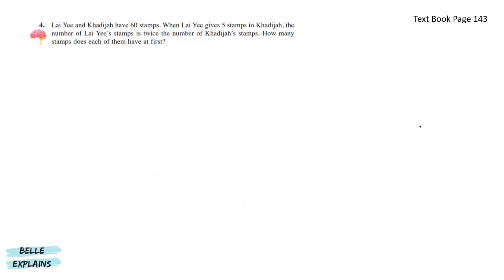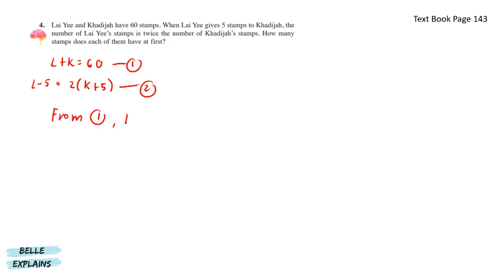Lai Yi and Khadija have 60 stamps. Alright, so here we have L plus K is 60, which is equation 1. When Lai Yi gives 5 stamps to Khadija, the number of Lai Yi's stamps is twice the number of Khadija's stamps. So if Lai Yi were to give 5 stamps to Khadija, we have L minus 5 equals 2 times K plus 5. And this is equation 2. Alright, how many stamps does each of them have at first? Now we can solve it to find the number of stamps that both of them have.